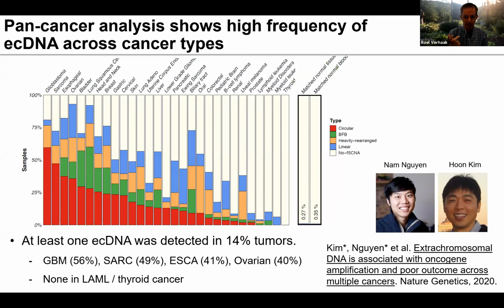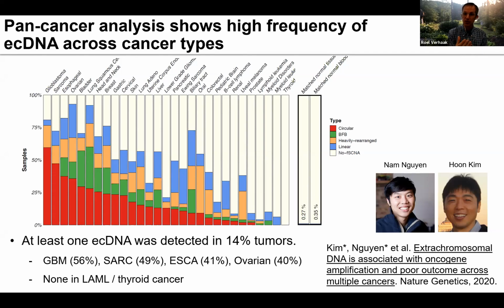MYC is amplified with some frequency in this tumor type. Even though we analyzed more than 100 tumors, we did not detect any extrachromosomal DNAs in leukemia. Again, suggesting that we took a conservative approach, and that the percentage of 14% is really lowballing the actual number. In previous analysis, we also found that in GBM, the frequency is actually closer to 80% or higher, rather than 56%.